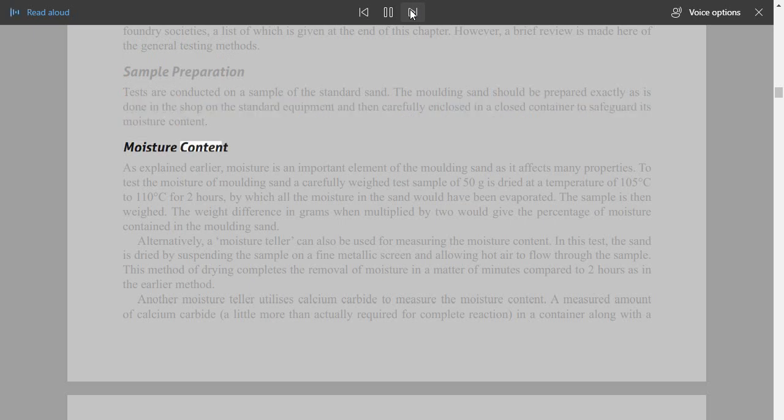Moisture content. As explained earlier, moisture is an important element of the molding sand as it affects many properties. To test the moisture of molding sand, a carefully weighed test sample of 50 g is dried at a temperature of 105 degrees Celsius to 110 degrees Celsius for 2 hours, by which all the moisture in the sand would have been evaporated. The sample is then weighed. The weight difference in grams when multiplied by 2 would give the percentage of moisture contained in the molding sand.